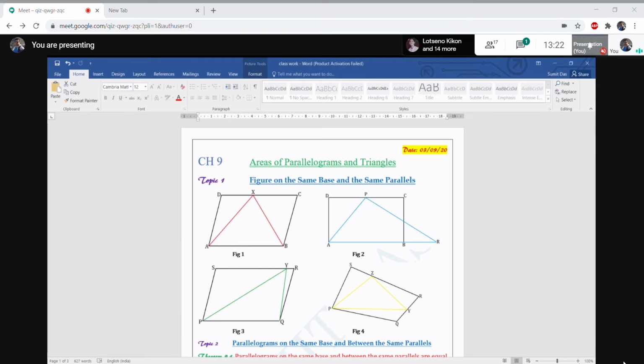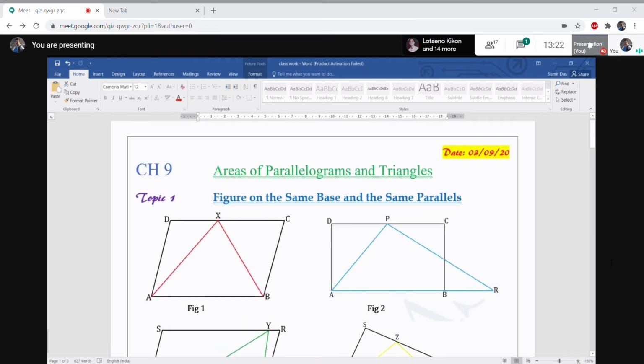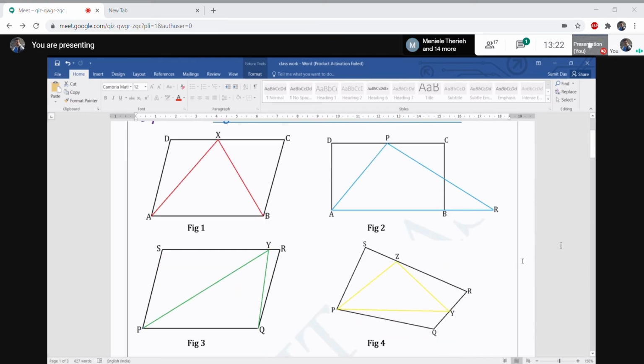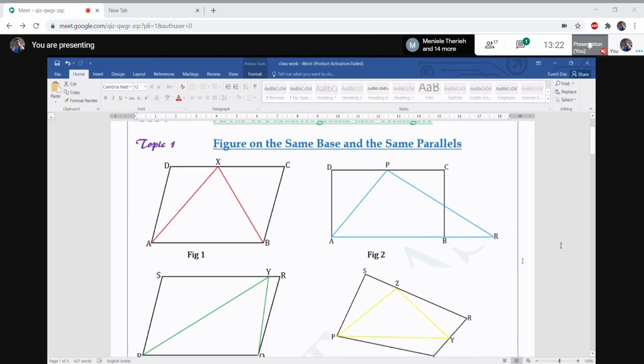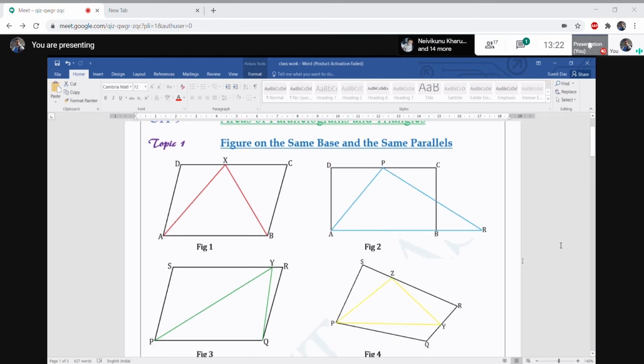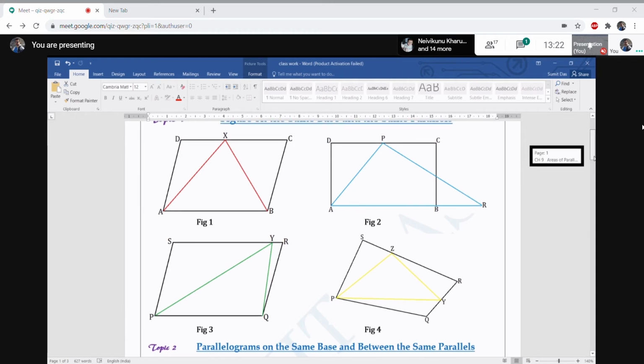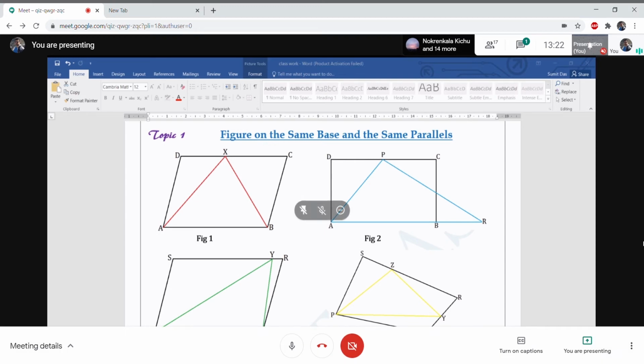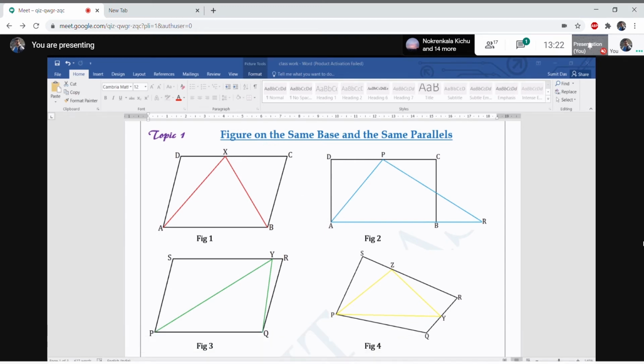Today's class is about chapter 9. Chapter 9 name is Idea of Parallelogram and Triangles. Before starting our first topic, our first topic is figures on the same base and the same parallels. So basically we have to study a few figures.